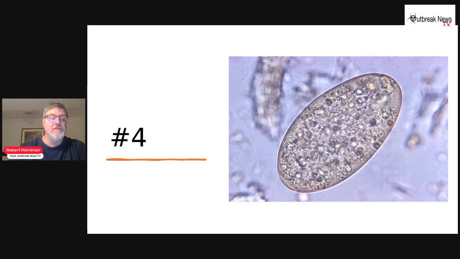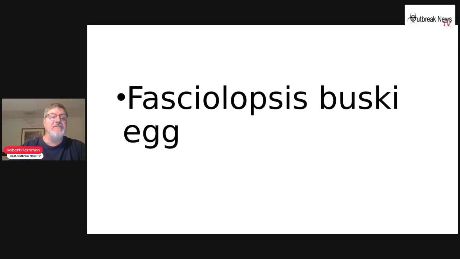And this is Fasciolopsis buski, the egg. Now, this is sometimes difficult to differentiate from a related species, Fasciola hepatica. There are some differences, for example, the roughened or irregular area, and it's slightly larger too.